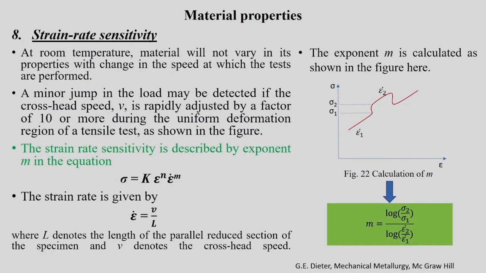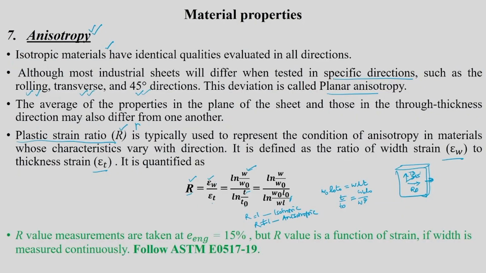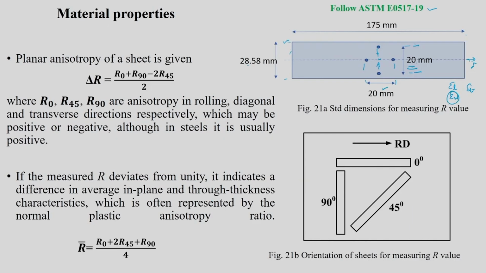And what is the formula for R? R is given by true width strain divided by true thickness strain. So you need only these two strains, which you can get by measuring. With a microscope you can measure the new width, which gives you epsilon W. With a micrometer or a pointed screw gauge, you can get the thickness at maybe 5 different locations, take an average of the new thickness, and that will give you epsilon T. So from this you can get the R value.